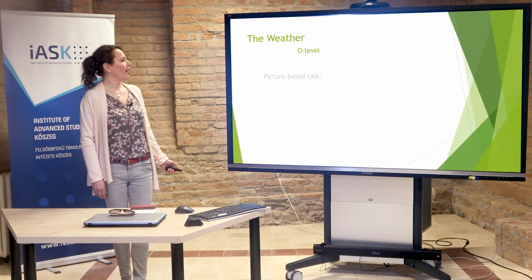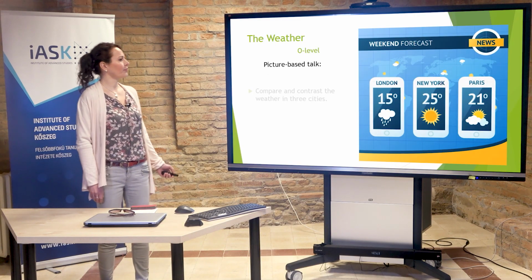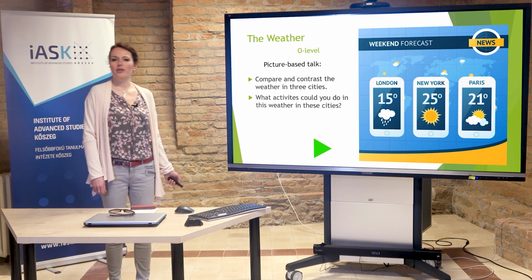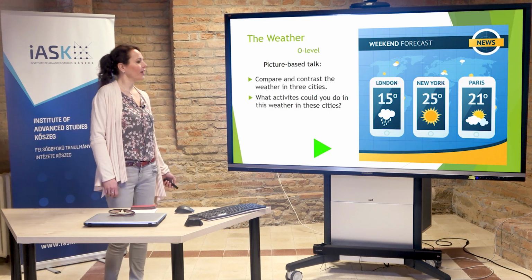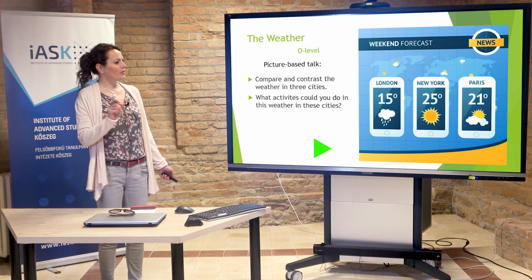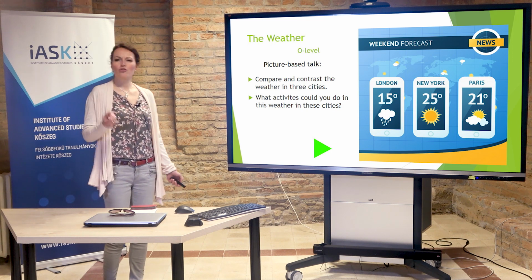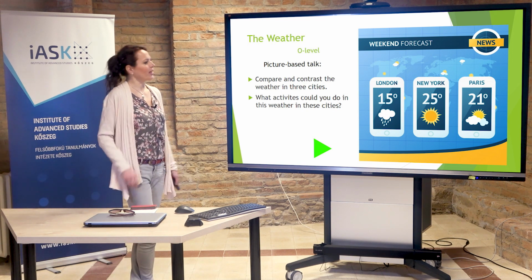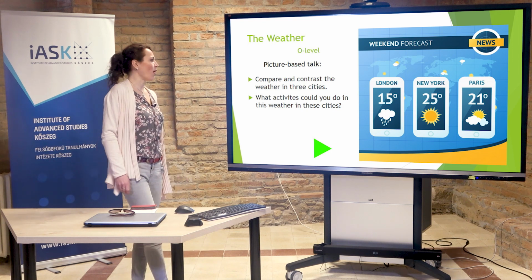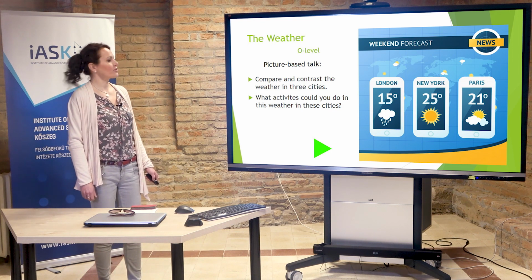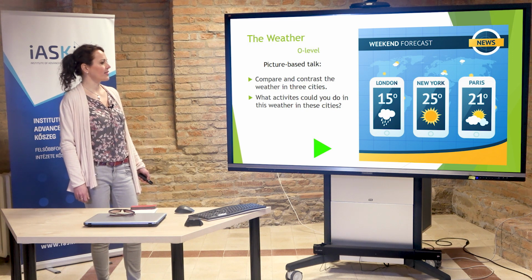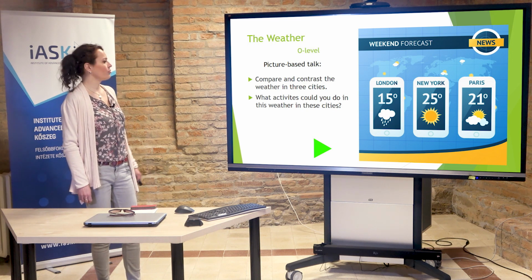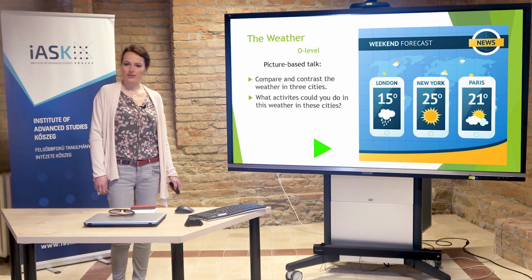All right, now let's go on to the third part of the speaking exam at O level, which is going to be a picture-based talk. This time I chose a picture for you about the weather. You always get a short instruction with the pictures, and usually it's not just one picture, it's three. Actually, this is 3 pictures in one. So compare and contrast the weather in the 3 cities. What activities could you do in this weather in these cities?